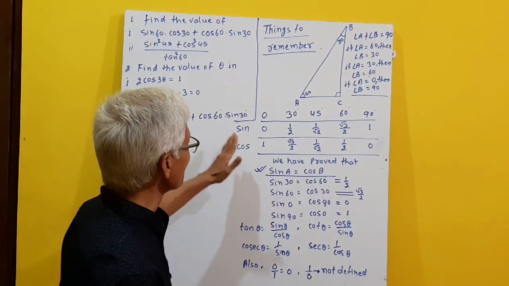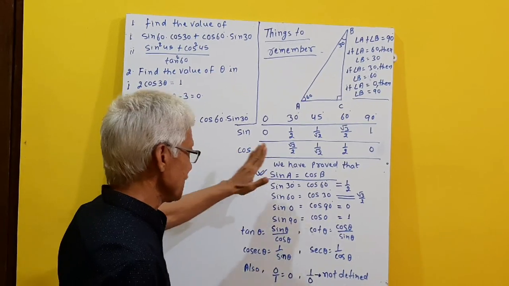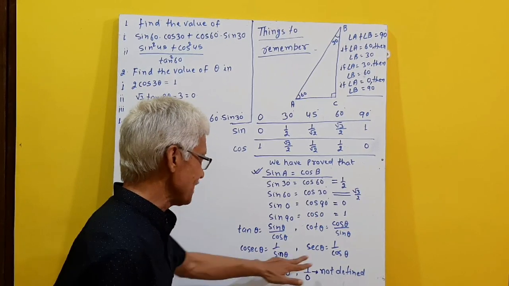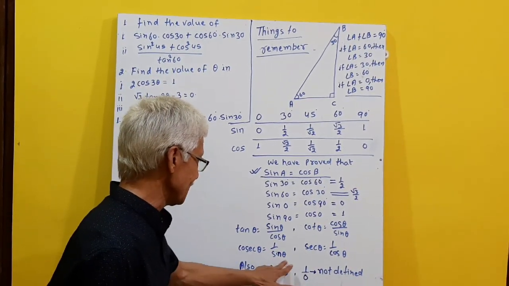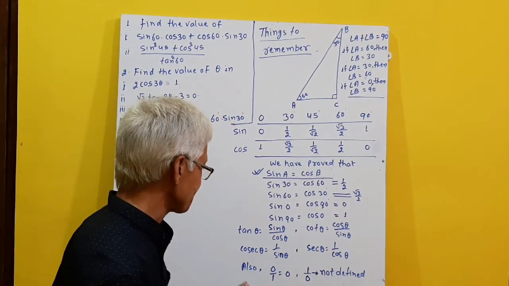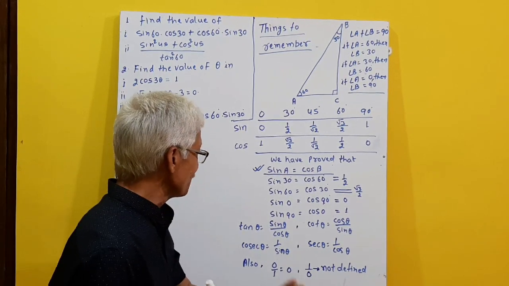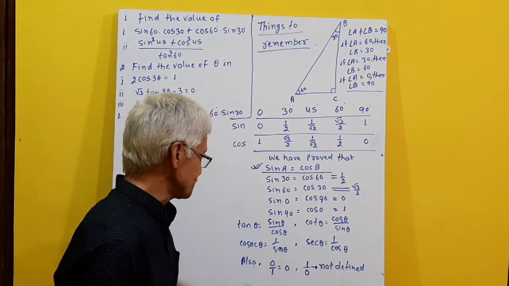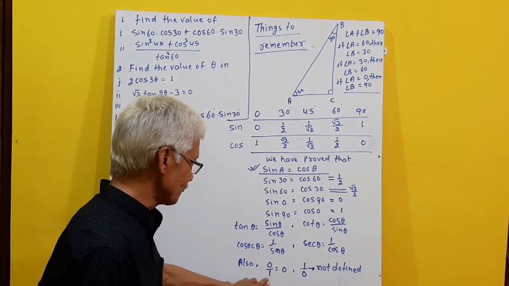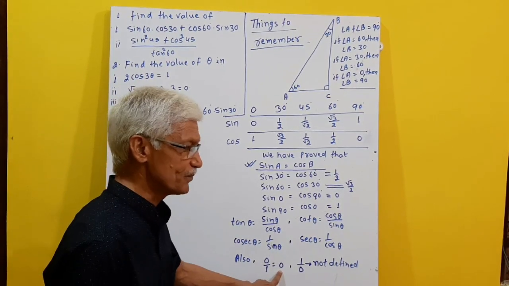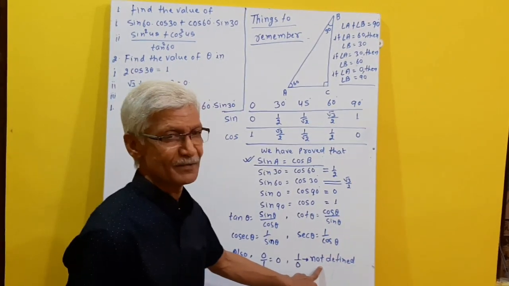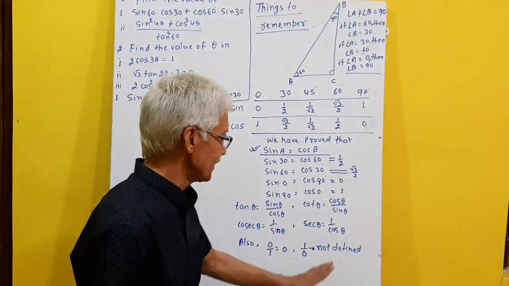If you learn only the values of sin and cos, then you can find the values of tan, cot, cosec and sec, because cosec and sin are reciprocals, and sec and cos are reciprocals. If you find the value of tan and cot for 0 and 90, you will get 0 upon 1, which is equal to 0. But if you get 1 upon 0, it is not defined, meaning it has no value.